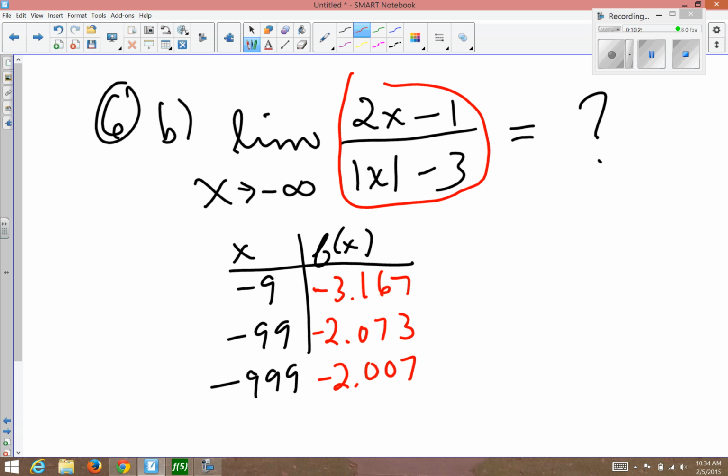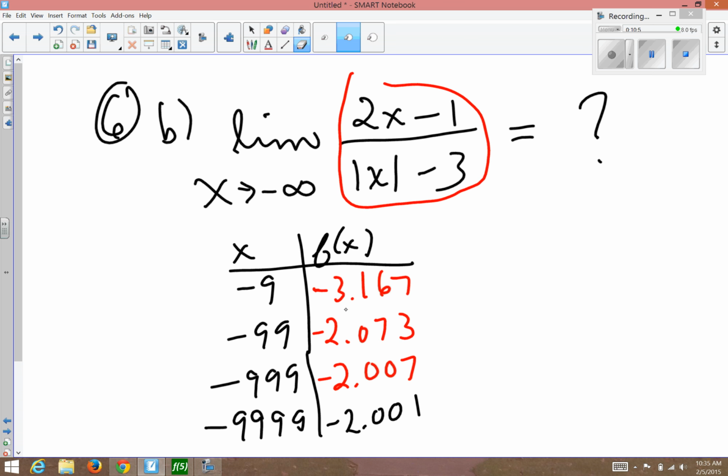I'm going to go a little farther this time. Plug in -9,999, and you get -2.001. We see with our own eyes that these numbers in this column are getting closer and closer to 2. I mean -2. Closer and closer and closer to -2. So get rid of the question mark. This is the answer to part B.